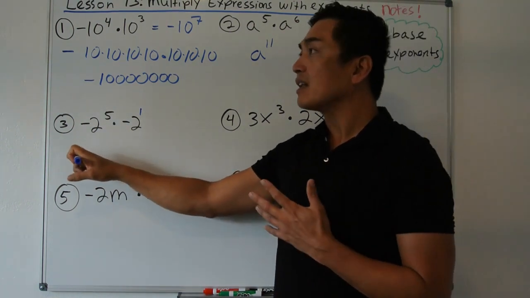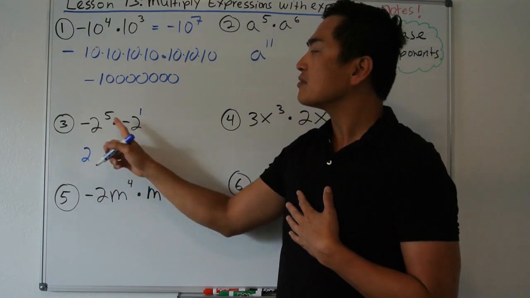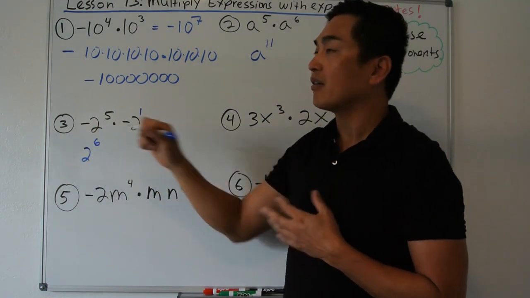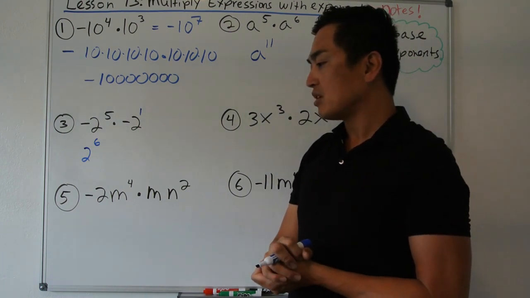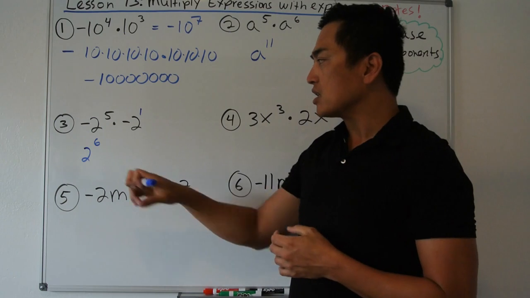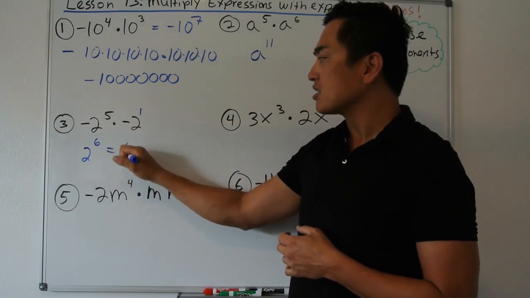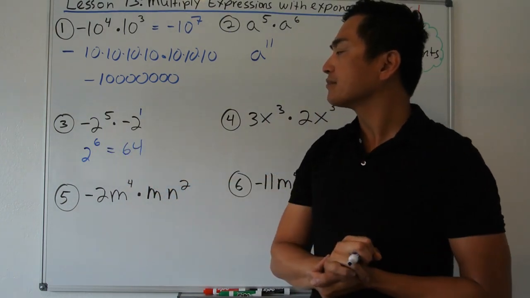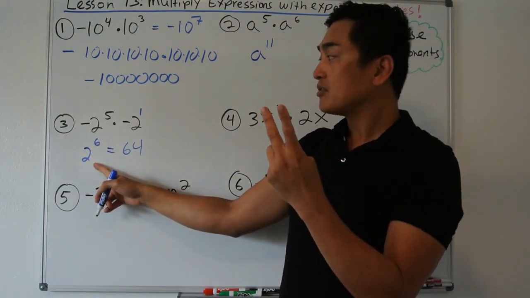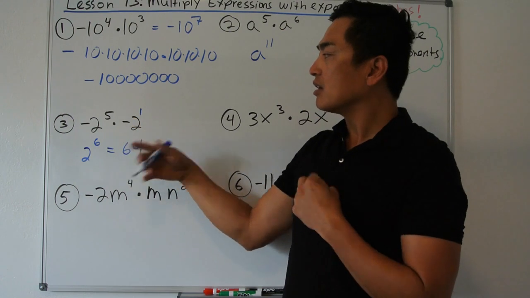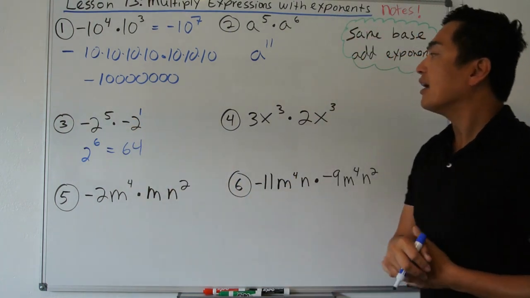So what you're going to get is a positive 2, because negative times a negative is a positive, to the 6th power. And that's 2 times 2 times 2 times 2 times 2 times 2. I believe that is 64. Again, negative times negative is positive. There's only 2 negatives, not 5. Okay, so it's positive.